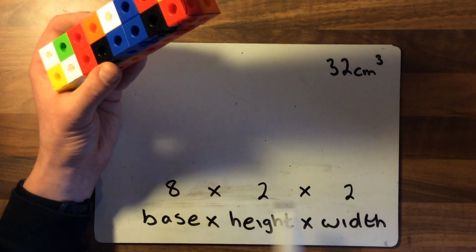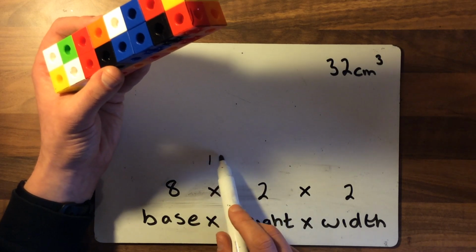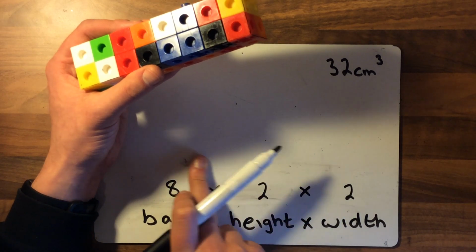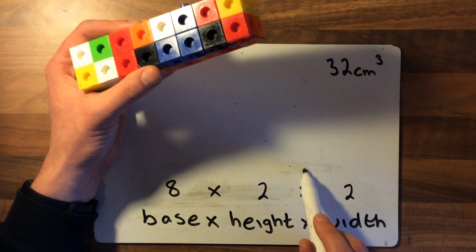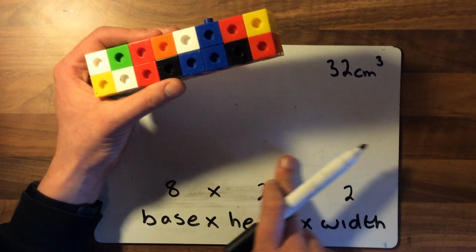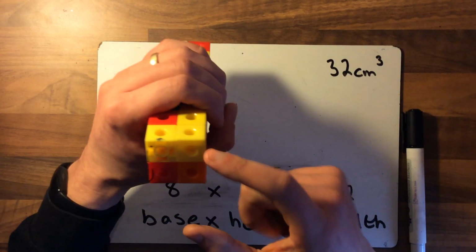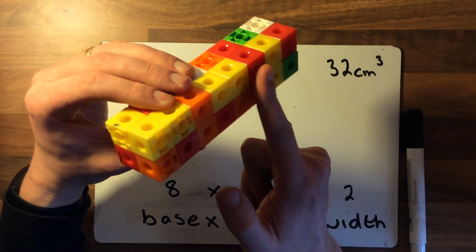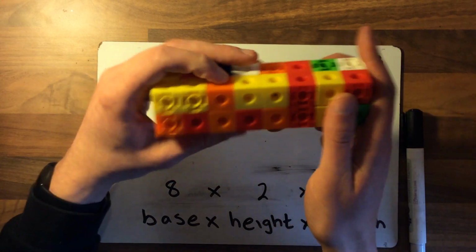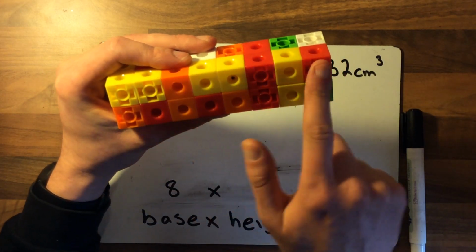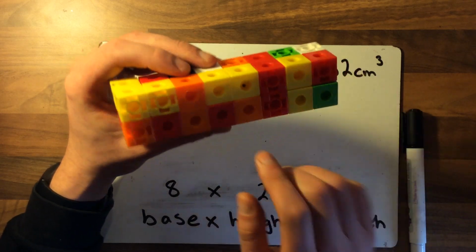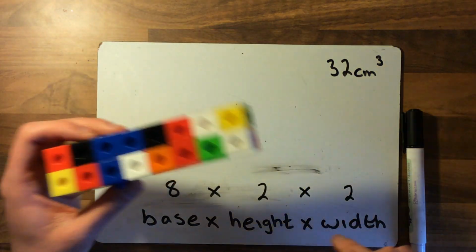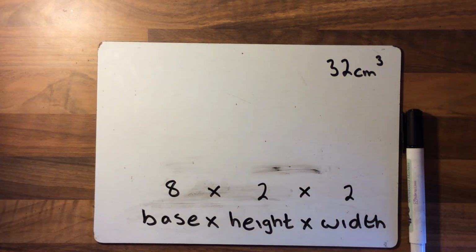Now remember, it doesn't matter which order we do this. We could do 8 times 2 first of all, which is 16, then 16 times by 2 gets us to 32, doesn't it? Or we could do 2 times 2, which is 4, 8 times 4 is 32. And you can see, because this is made up of a block of 4, and there are 8 of them, aren't there? 1, 2, 3, 4, 5, 6, 7, 8. That's why 8 times 4 works. Or we could look here, 8 times by 2 is 16, and there are 2 lots of them. So that's why it doesn't matter which order you do your calculation, you would always get to that. If you remember, base times height by width.